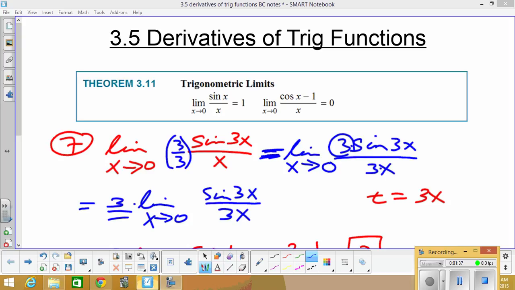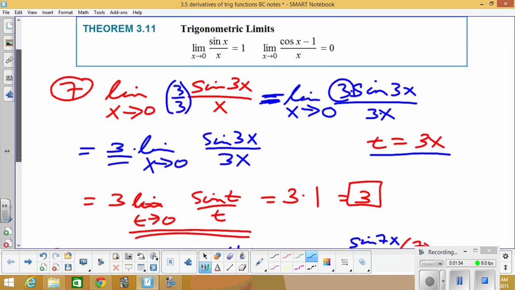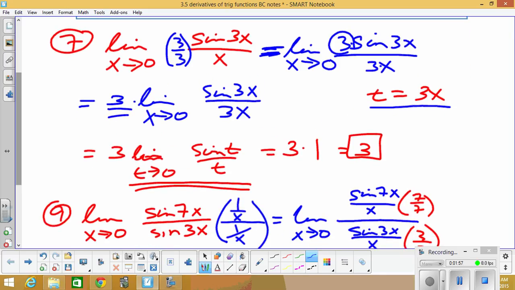And then I now have the limit as x approaches 0 of sine 3x over 3x. This is starting to look more similar to what we have in our theorem. So we're going to do some substitution. We're going to let t equal 3x, and substitute t in. So now I have 3 times the limit as t goes to 0 of sine t over t. This now matches our theorem, and we know that this goes to a limit of 1. So I now have 3 times 1, or a limit of 3.